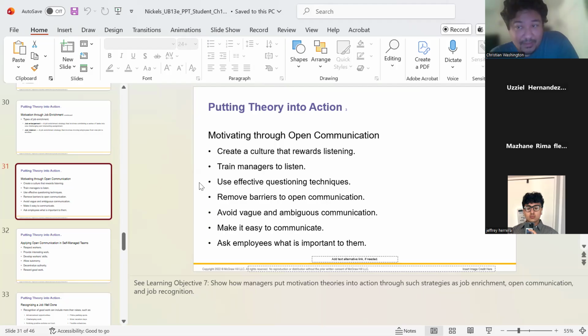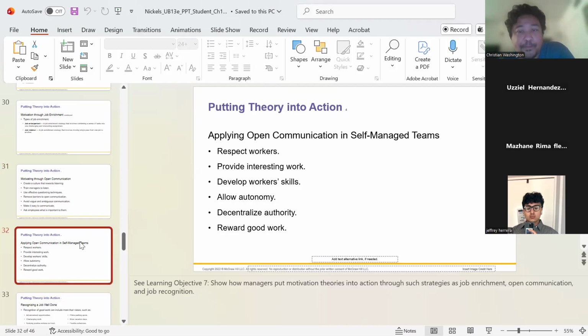Sometimes we don't want to communicate because of theory X. We're afraid of punishment. That's where theory X kind of creates a problem, right? Maybe you're too punitive and you start to impede on communication, right? So moving on, right? So applying open communication as self-managed teams: respect workers, provide interesting work, develop worker skills, allow autonomy, decentralize authority, reward good work.